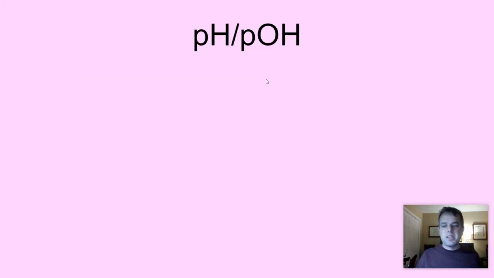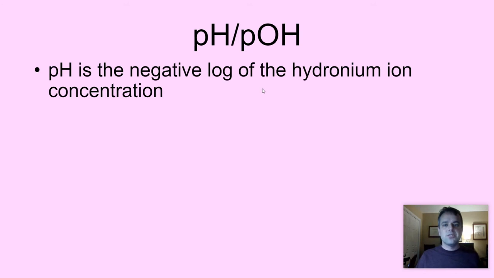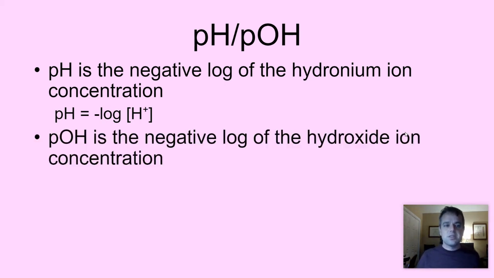And that ultimately becomes the basis of our pH and pOH calculations. So pH is the negative log of the hydronium ion concentration. In other words, however much molarity your H plus is, you take the negative log of that, we call that pH. pOH is the negative log of the hydroxide ion concentration. pOH equals the negative log of OH minuses.